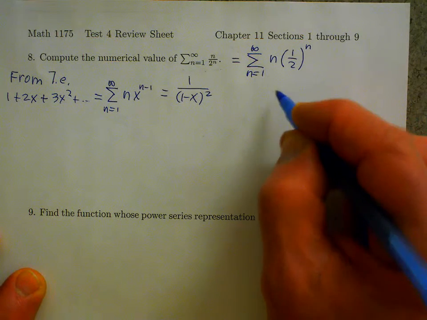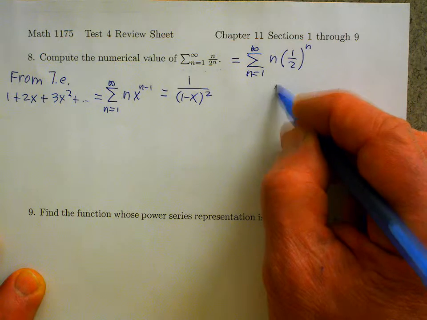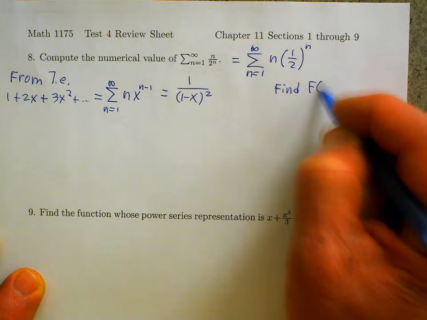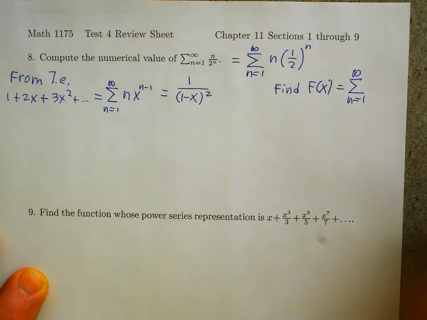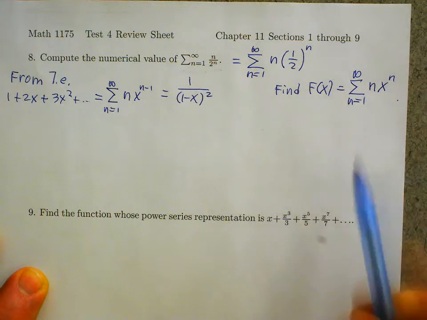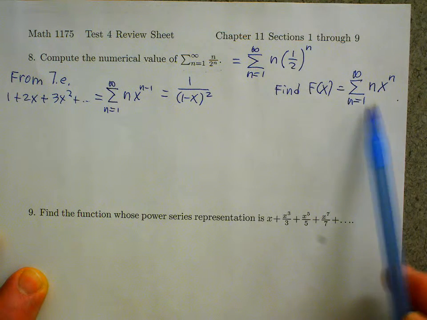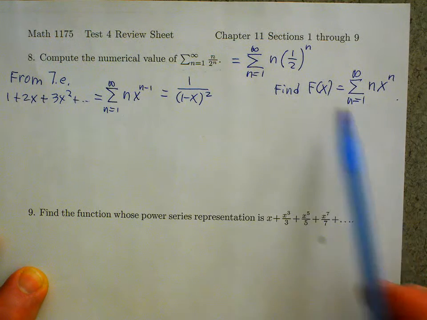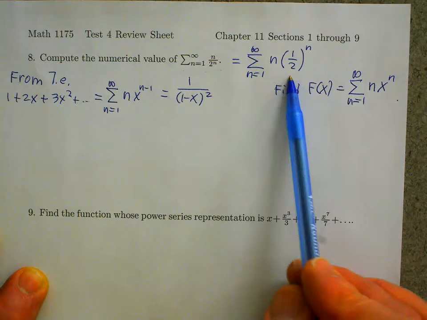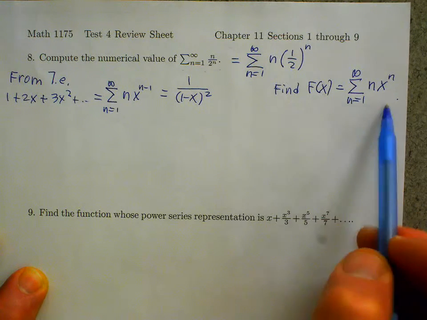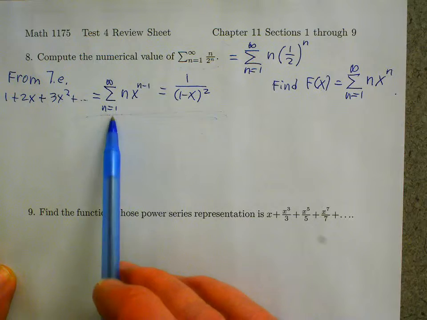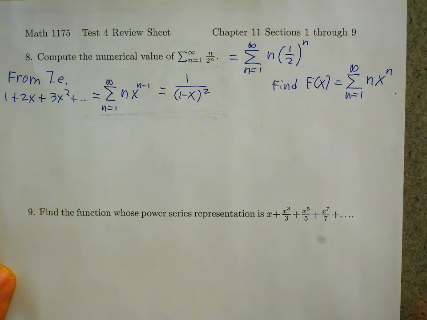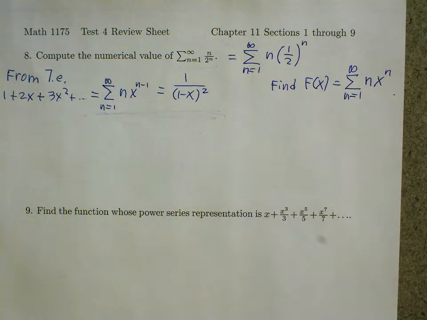So if we can find a function capital F of x so that the series is n equals 1 to infinity of n times x to the n, if we can find a function F that has this power series as its representation, then we'll be able to find the numerical value of this one, because all we would have to do is replace x with 1/2. See what I mean? So how can we use this particular function and its power series to help us? Multiply it by x. Yeah, multiply this function by x.